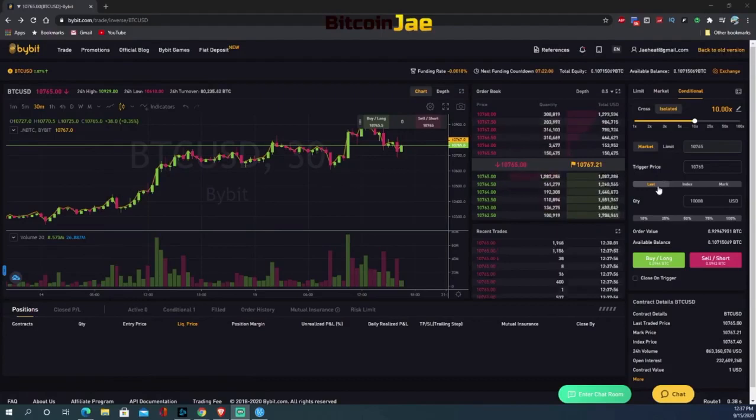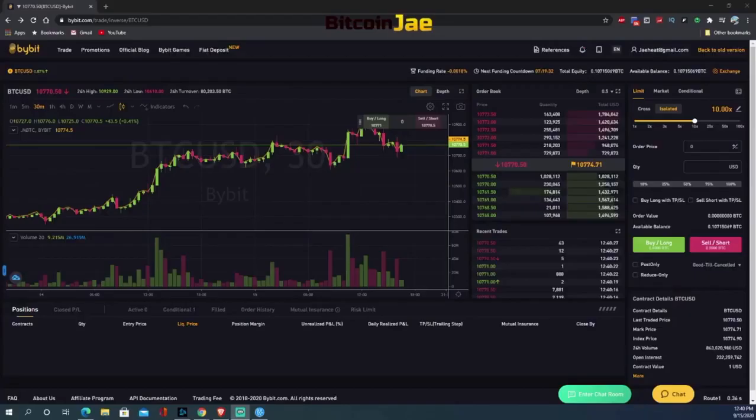Last price is the price of the last trade that happened on Bybit. Index price is the average price of multiple exchanges combined, and mark price is index price and funding basis combined. Choosing mark or index price over last price can be helpful to avoid getting stopped out on wicks that can be a result of cascading stop losses or liquidations.